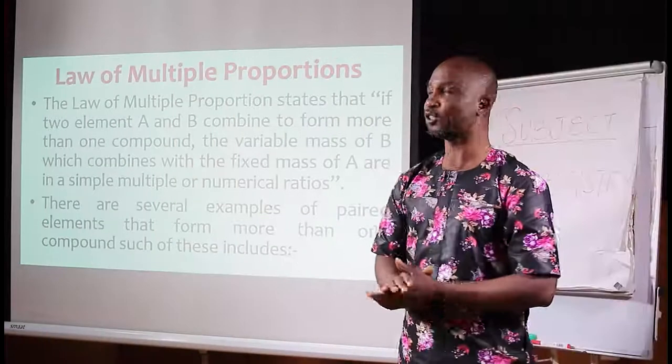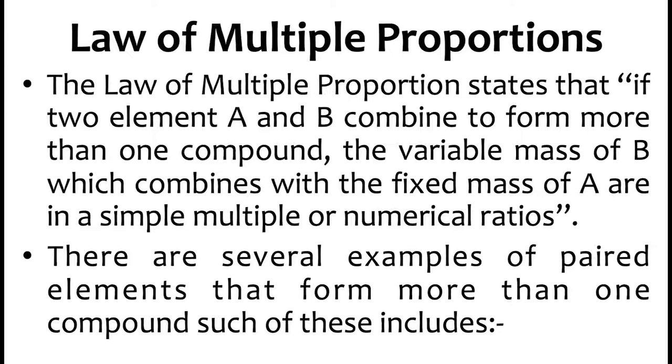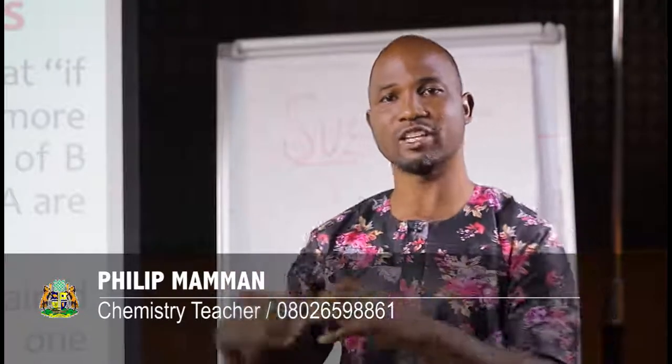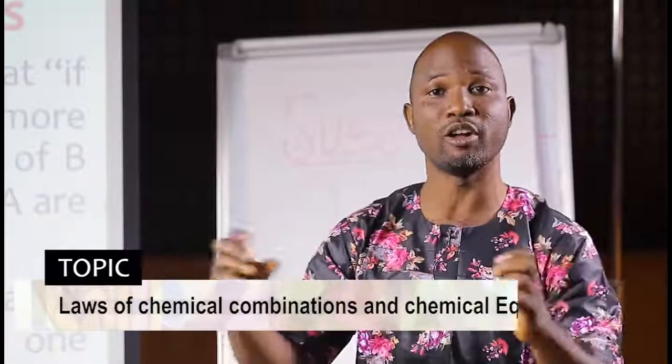Then the law of multiple proportion. The law of multiple proportion states that if two elements A and B combine to form more than one compound, the variable masses of B which combine with the fixed mass of A are in a simple multiple or numerical ratio. This means that the variable masses of B and the fixed mass of A will be in a simple ratio.